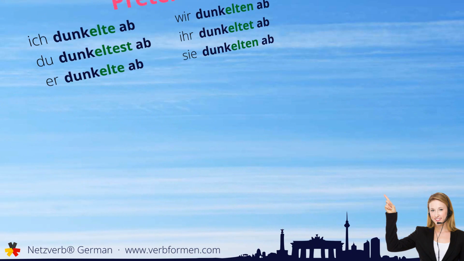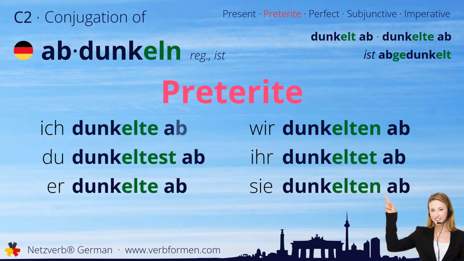Next up is the preterite. Ich dunkelte ab. Du dunkeltest ab. Er dunkelte ab. Wir dunkelten ab. Ihr dunkeltet ab. Sie dunkelten ab.